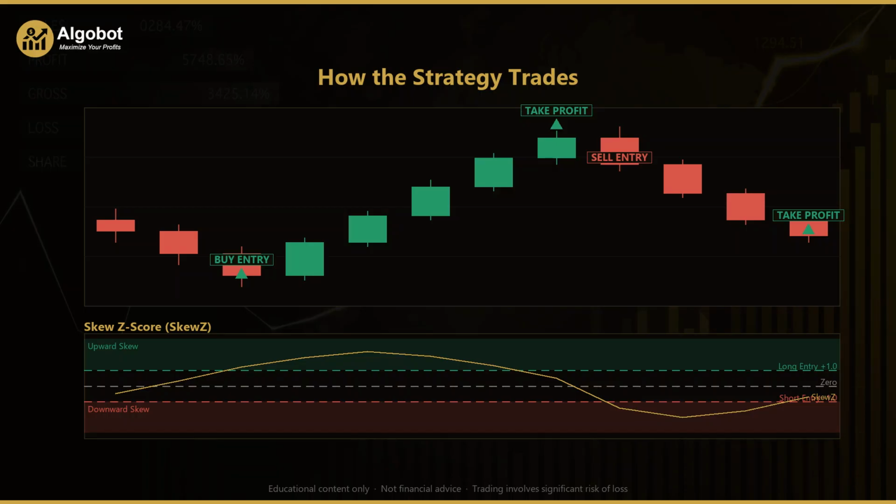So the pattern to take away is this. The SkewZ score is a leading read on directional pressure. It tends to move before price does, crossing its entry levels while the candles still look ambiguous. The strategy enters in the direction of that asymmetry, protects the position with an ATR-based stop, aims for a larger ATR-based target, and steps aside if the asymmetry fades. Remember, this is a clean illustration for learning. Real markets are noisier, signals can be false, and losses do happen.